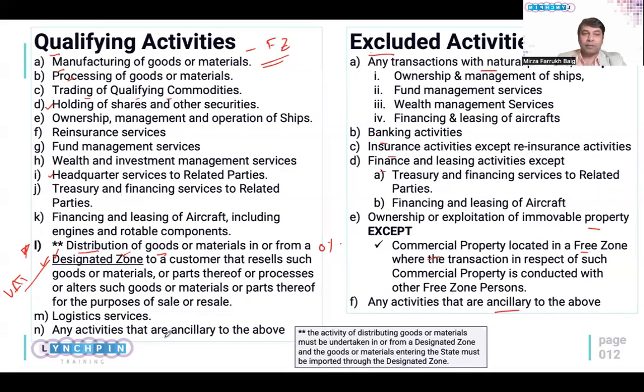And here also I have this very important condition: any other activity which is ancillary to the above, which means it's not my actual activity, but it is required to complete my actual activity. So this is important, that any such activity would also be considered a qualifying activity.